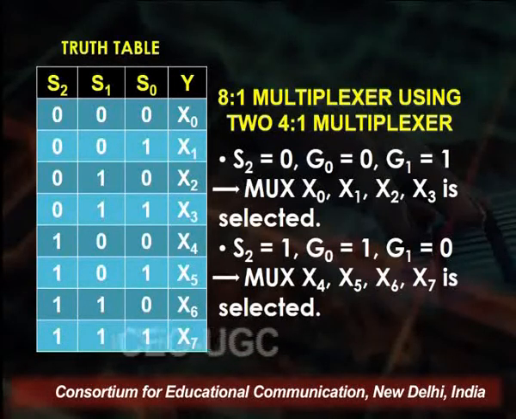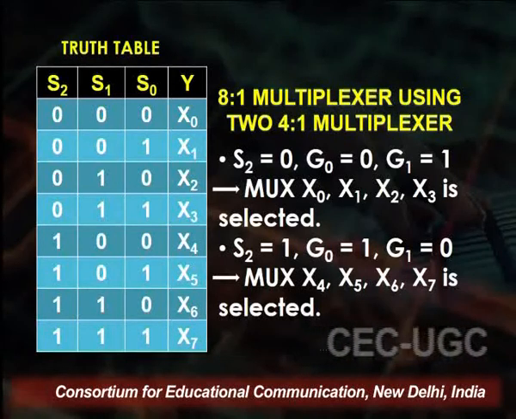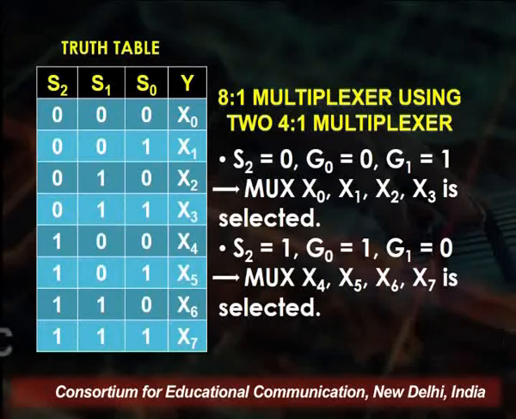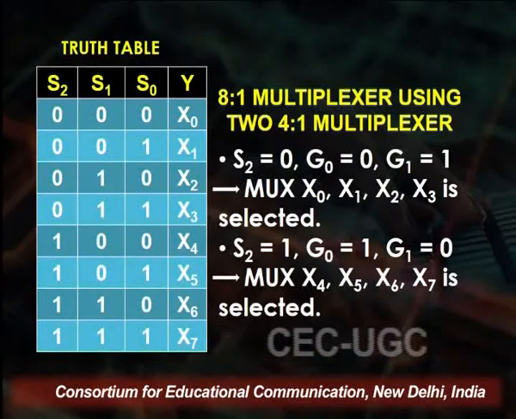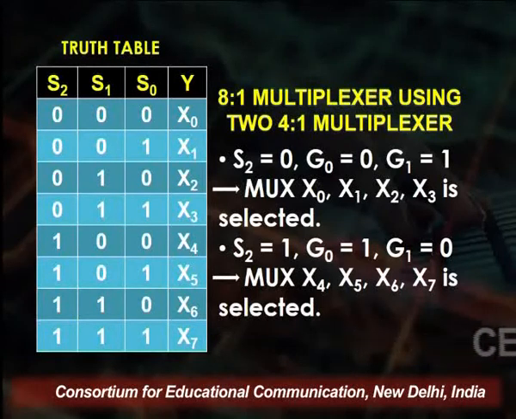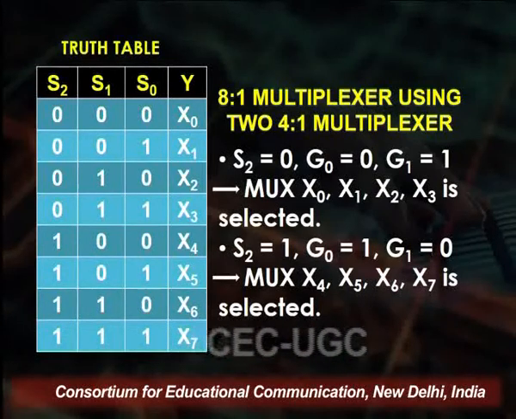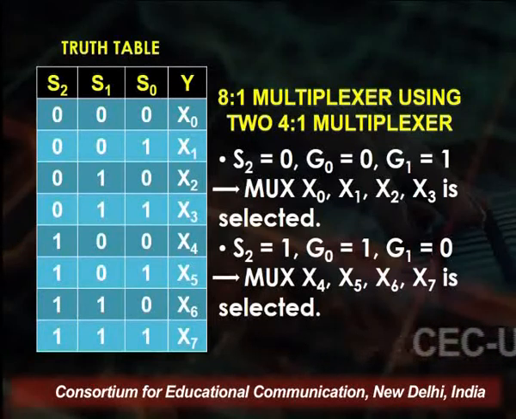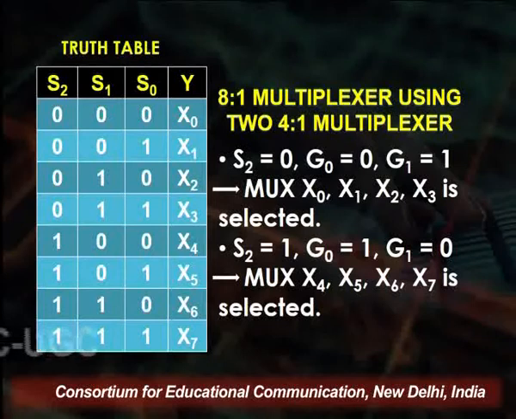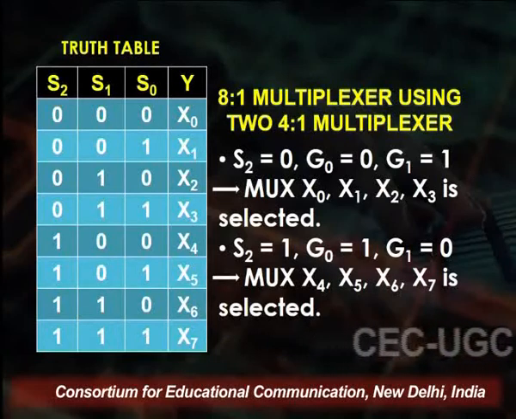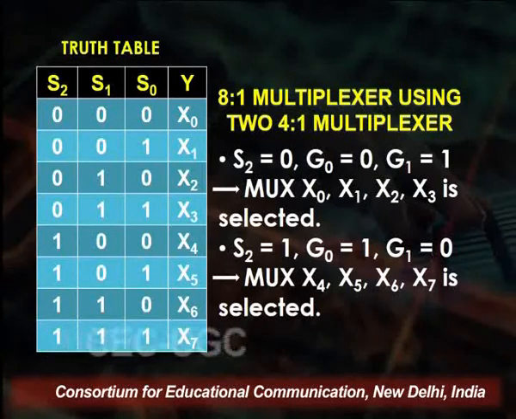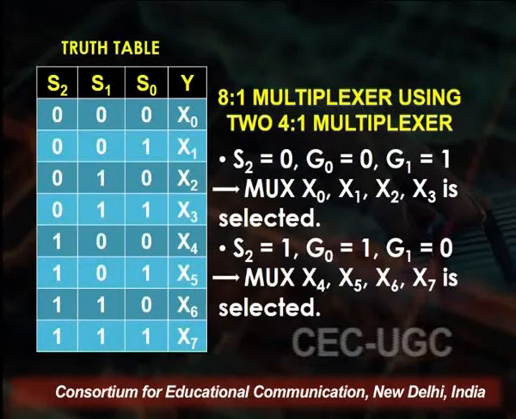So in this case, S2 is helping us control the two 4x1 multiplexers, not only as an enable or strobe but also as a selection line. For S2, S1, S0 being 0, 0, 0, the top multiplexer gets selected and the output that we have is X0. For 0, 0, 1, it is X1, and as we go to 0, 1, 1, we have X3. Now, the top multiplexer combination, that is, the whole data, is taken care of.